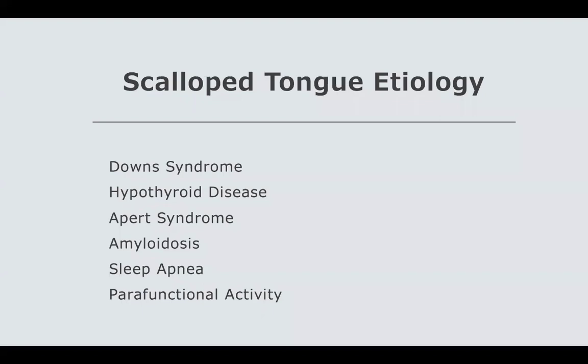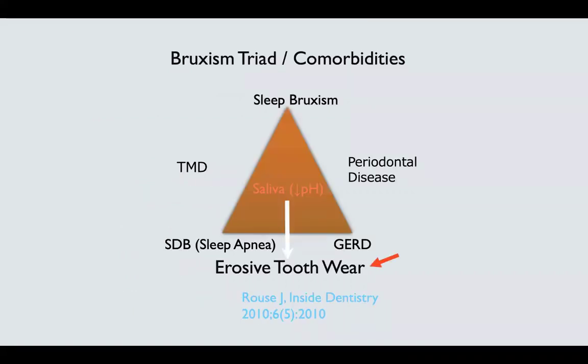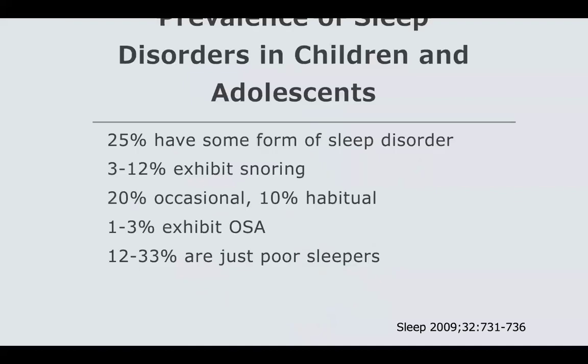Apert syndrome, that's where the branchial cleft 1 and 2 didn't develop properly. Amyloidosis is protein deposits in all parts of the body, especially the tongue, and the tongue gets larger. But probably the 2 biggest things are sleep apnea and parafunctional activity. And I mentioned in sleep apnea where you got that RMMA, where the brain sends down a message to start clenching and grinding. And then parafunctional activity, we know many times that's anxiety, and we'll get into that with bruxing a little later on. But these are some of the etiologies of a scalloped tongue. And again, this is the old triangle again from Jeff Rouse.